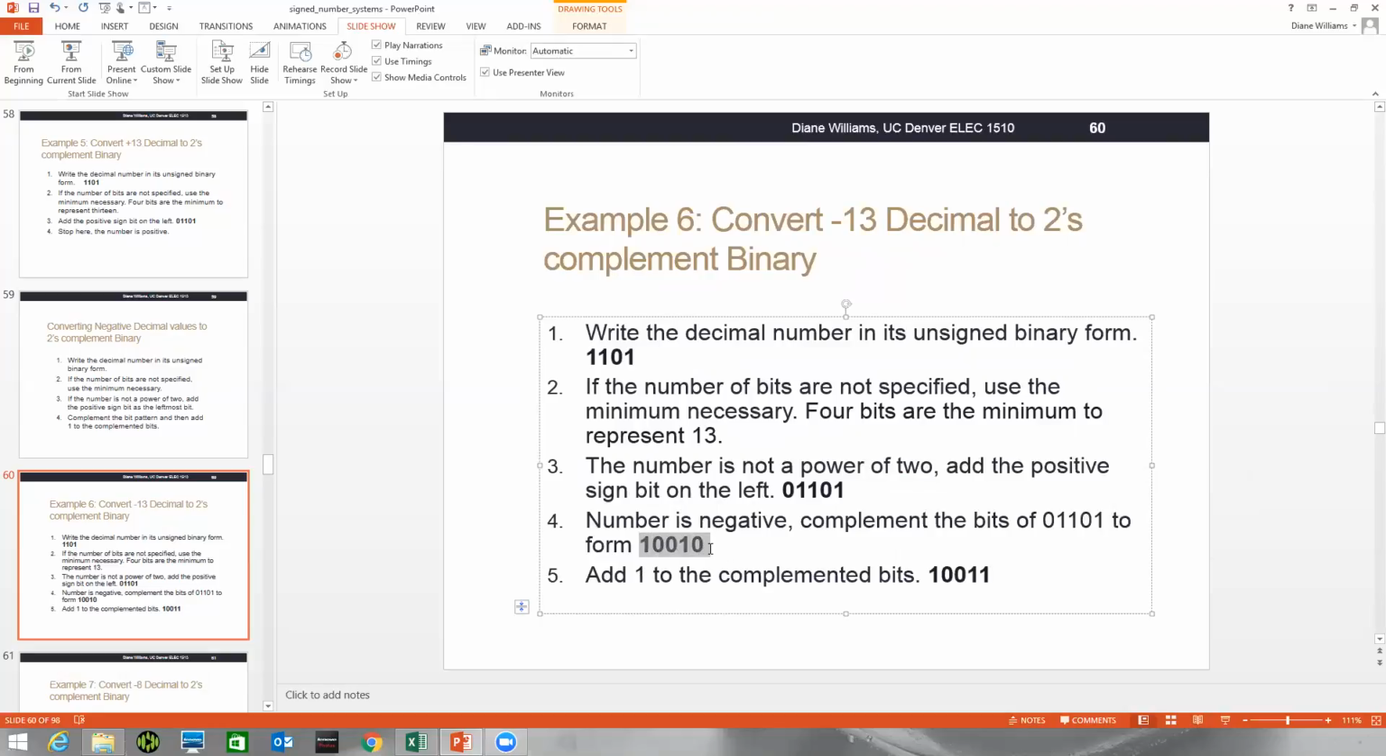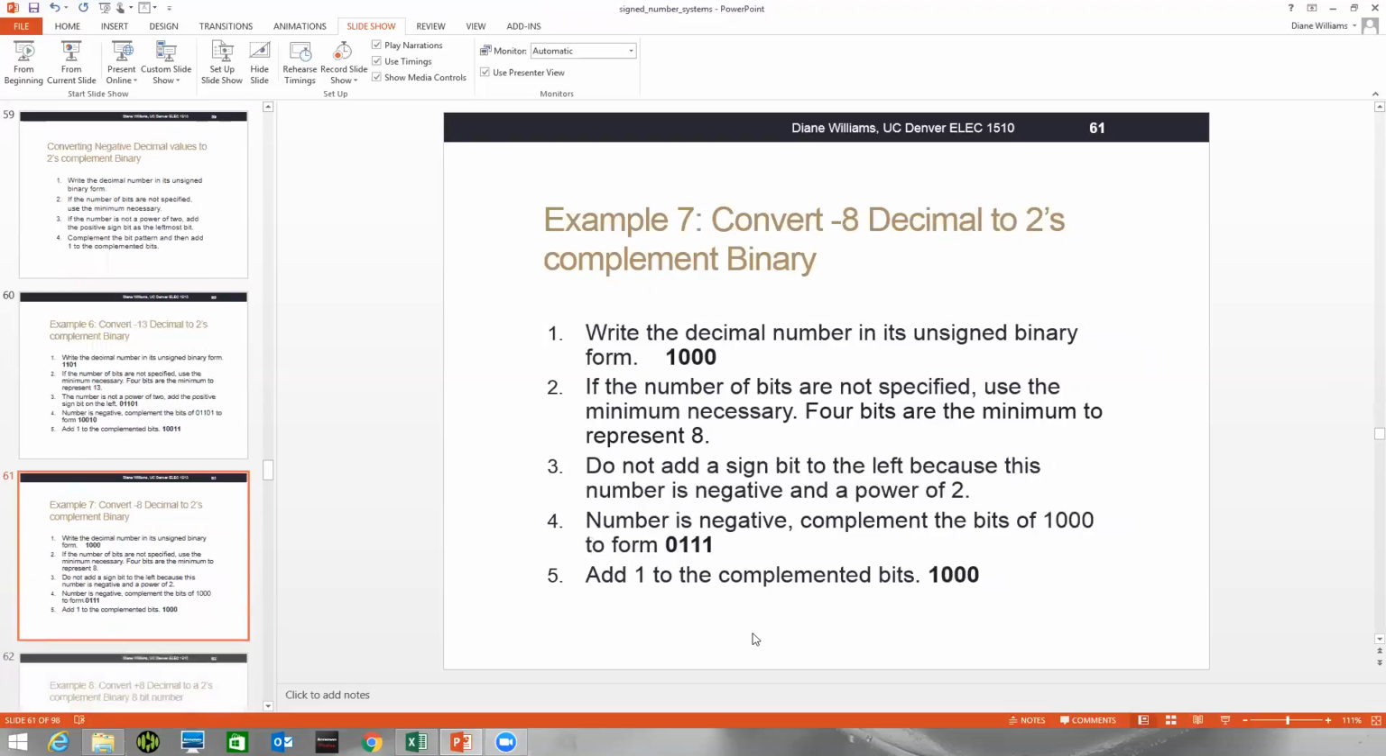So the 1's complement of that is 10010, and then we just add 1 to this number. So this number plus 1 becomes 10011, and that is the 2's complement of minus 13. I will give you a table comparing these results in a later slide. But that's how we form the 2's complement number, right?